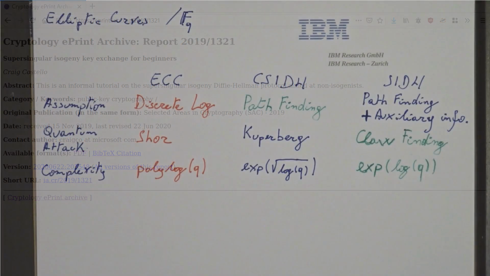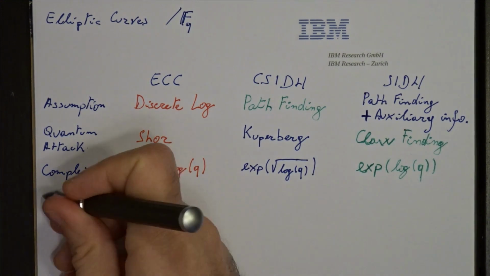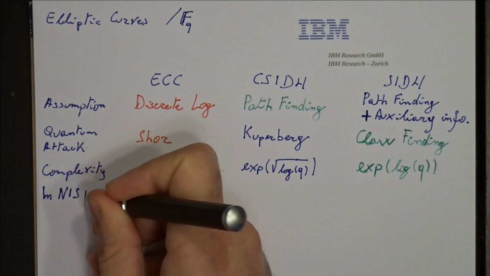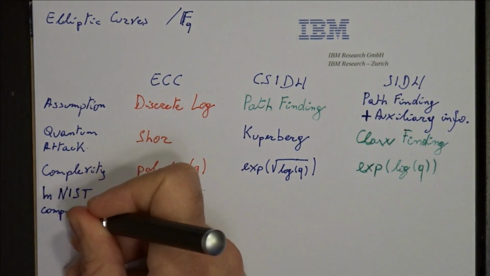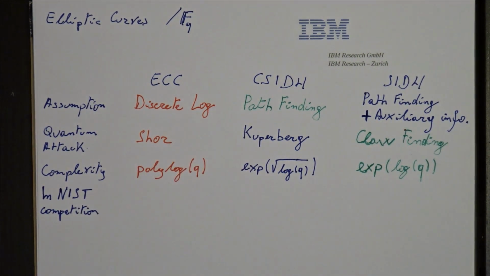SIDH, aka SIKE, has better understood quantum security, but is based on a somewhat ad hoc pathfinding problem, which is a bit concerning. It is clearly the more mature system and a good fit for the NIST post-quantum competition, but has its flaws and limitations.